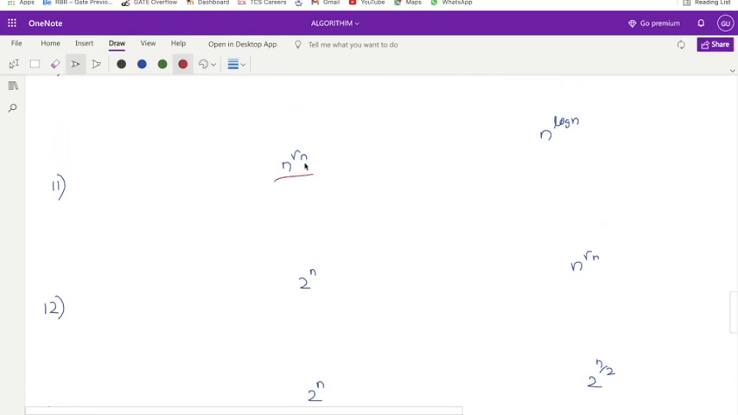So this is n power root n and this is n power log n. How to solve it? Let's take logarithm both sides. I'll be getting root n log n. Here I'll be getting log n log n. So root n and log n, which one will be greater?